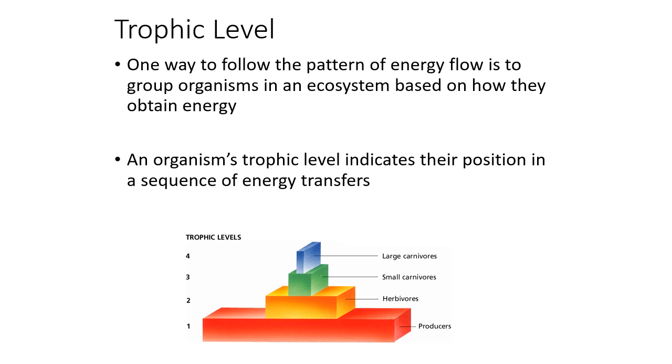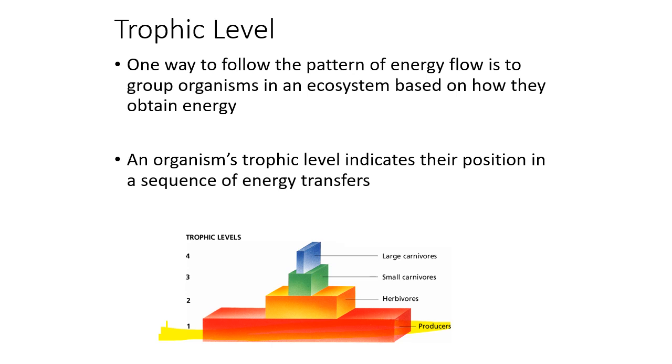Trophic levels. One way to follow a pattern of energy flow is to group organisms in an ecosystem based on how they obtain energy. So here at the bottom, the first trophic level is producers. And it makes the most energy, so there's a lot of them. And then we go to the herbivores. There's not as many. If you look, it looks maybe about 10%. Then you go to the small carnivores, and then you go to the large carnivores.